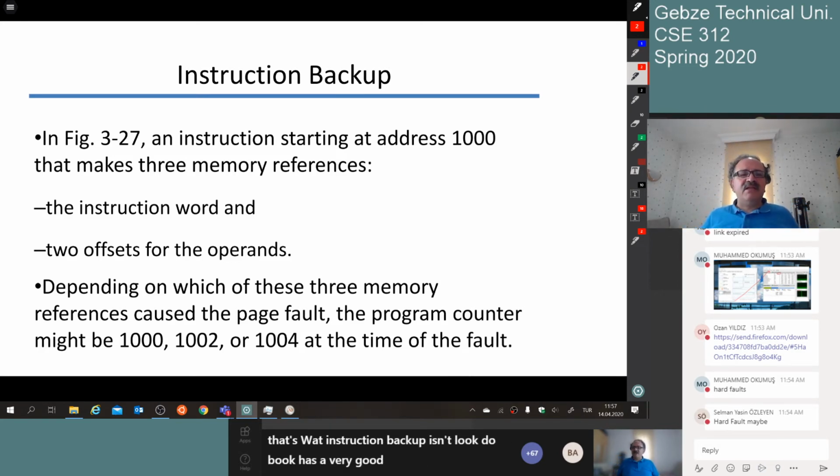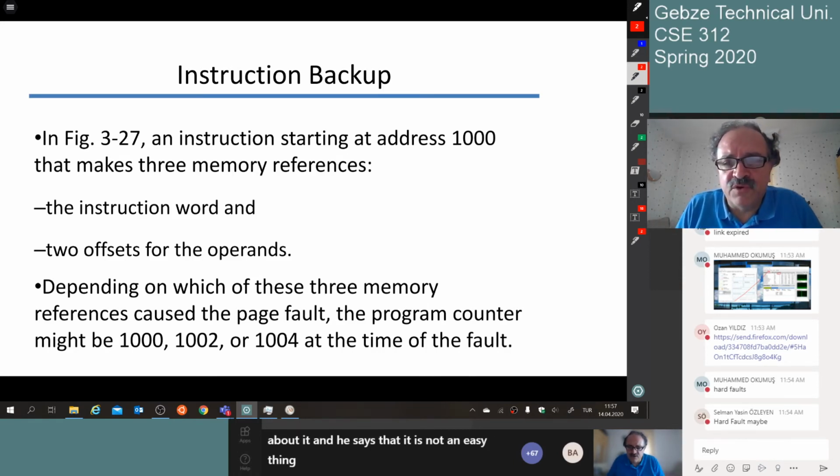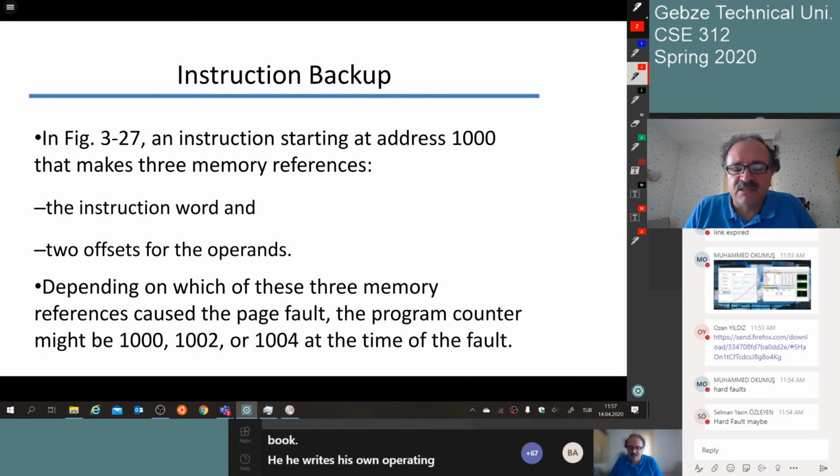It talks about it, and it says that it is not an easy thing, because the author of the book, Tanenbaum, writes his own operating system, the Minix operating system. He's aware of these kinds of problems. In the book it's just 1 or 2 pages of discussion, but when you try to implement an operating system, it will take lots of effort, lots of code.